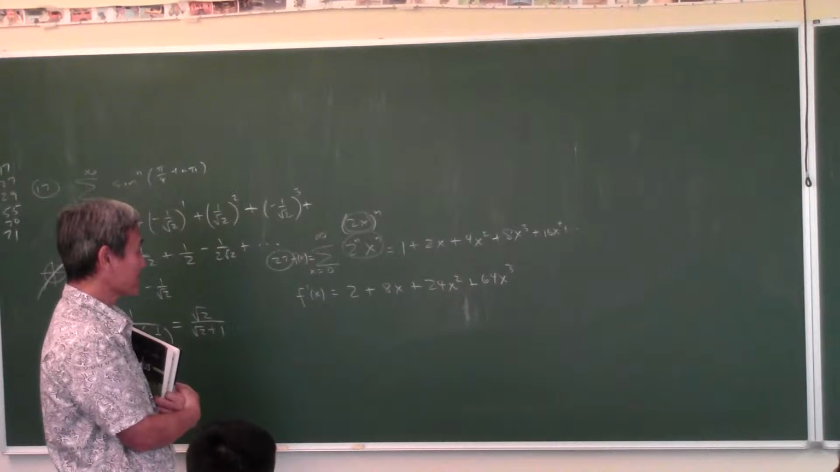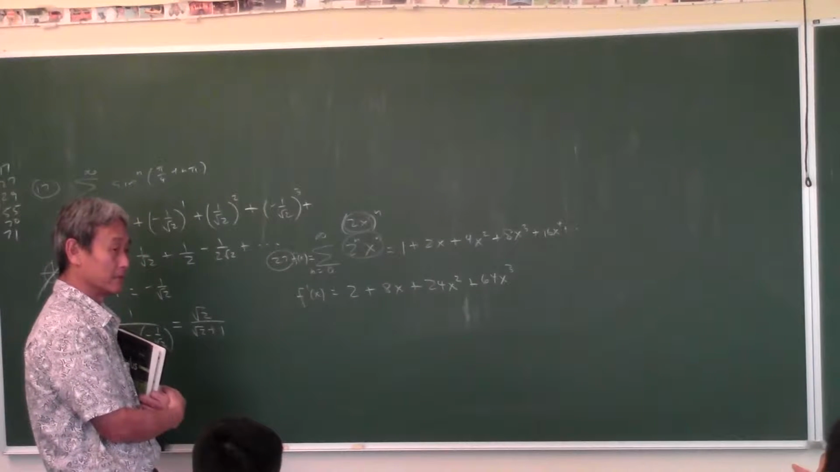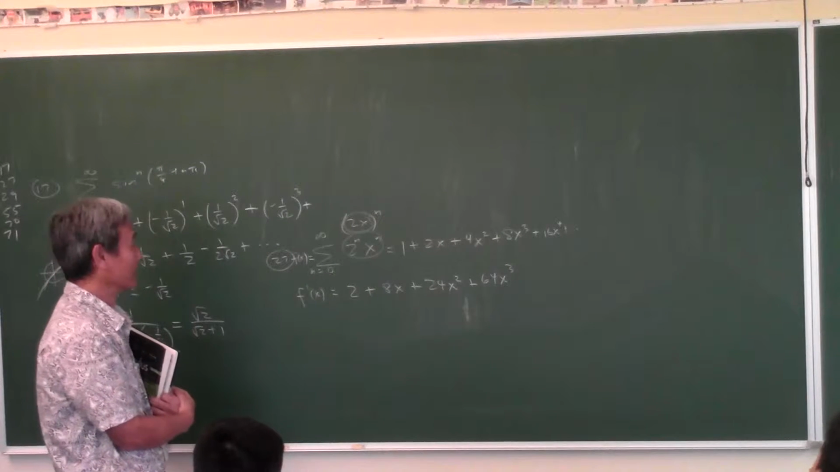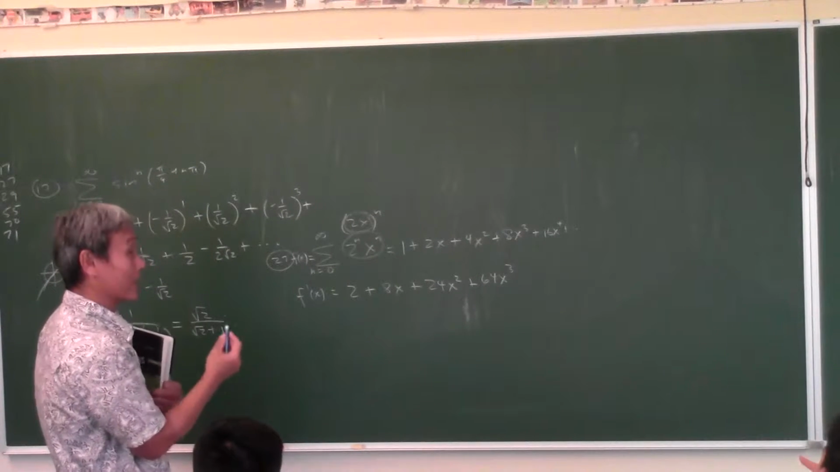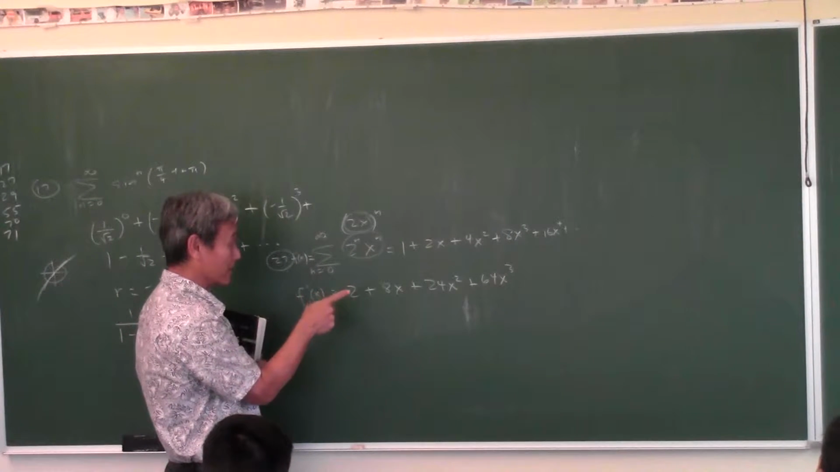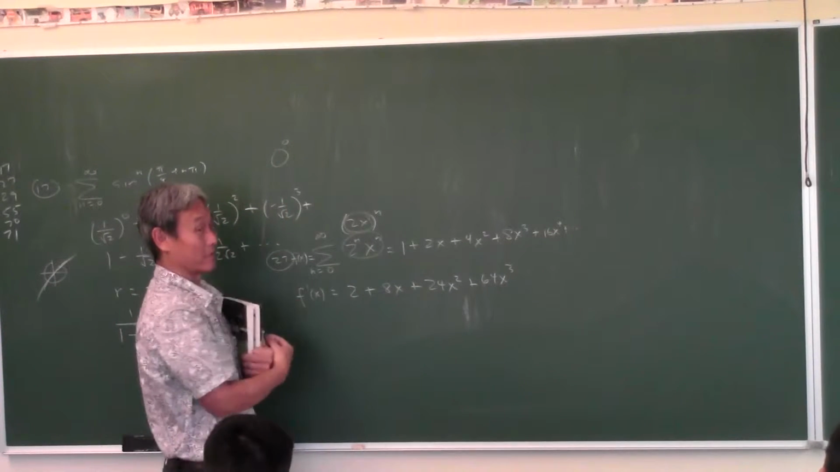So 0 to the 0 is 1. No, 0 to the 0 is undefined. Wait, so when you plug in 0... 2 to the 0 is 1 though. Oh, you're plugging in 0 for n, not x. Okay. Yes, for those of you who are wondering, 0 to the 0 is undefined.